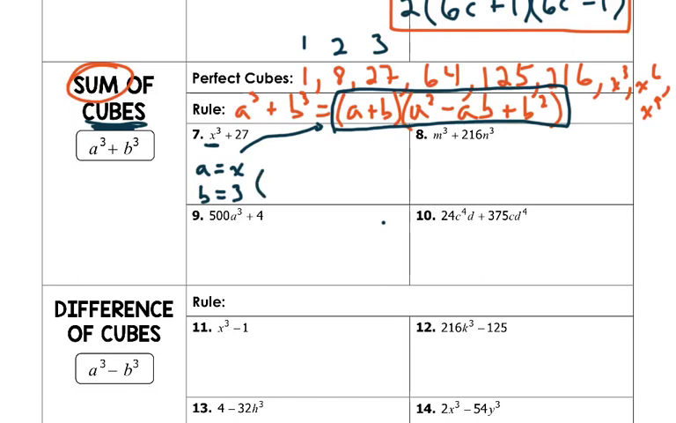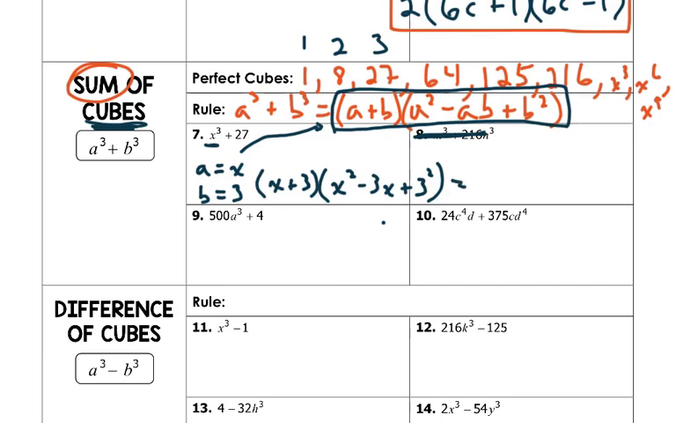So, a is x, so x plus 3, just plugging it right in, times a squared, x squared now, just using substitution, minus a times b, minus x times 3, which would end up being 3x. We always put the coefficient in front. And then finally, plus 3 squared. And we would need to simplify that. We'll end up not doing this problem. We'll do the one right below it.